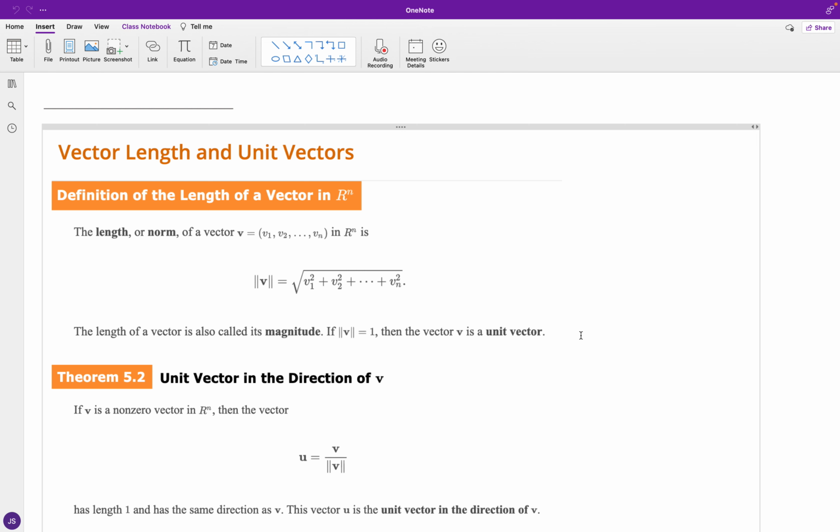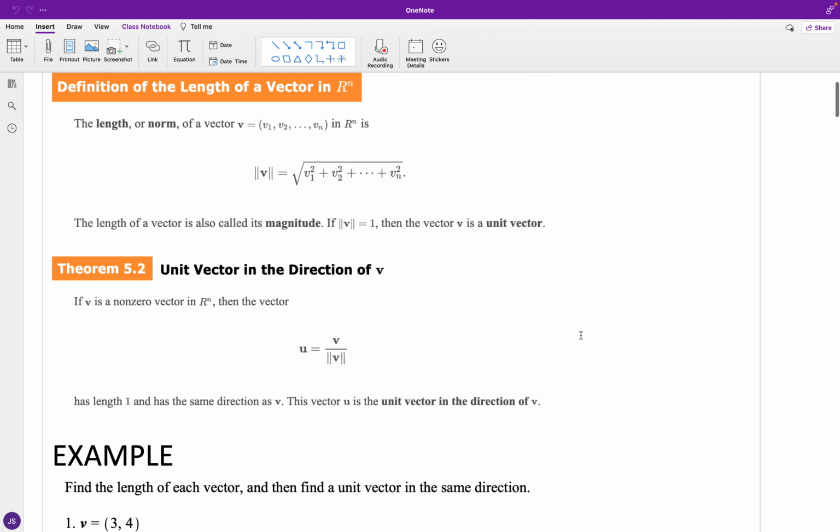For a unit vector in the direction of v, if v is a non-zero vector in Rn, then the vector u is equal to the vector v divided by its length or its magnitude. It's going to have a length of 1 and will be heading in the same direction as v. Again, that vector u is referred to as the unit vector in the direction of v.